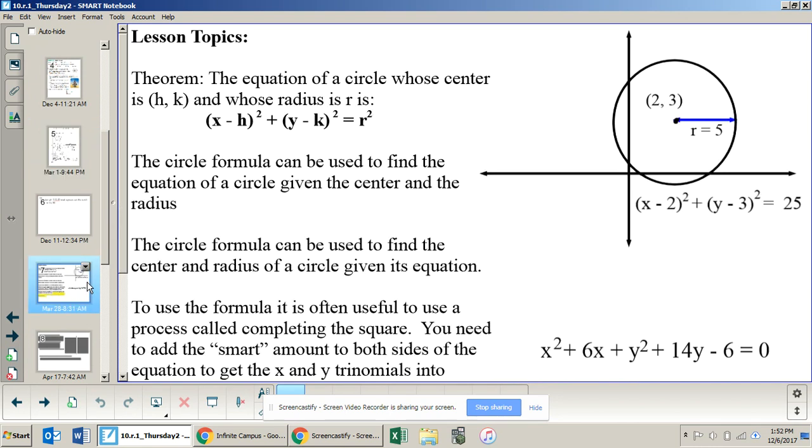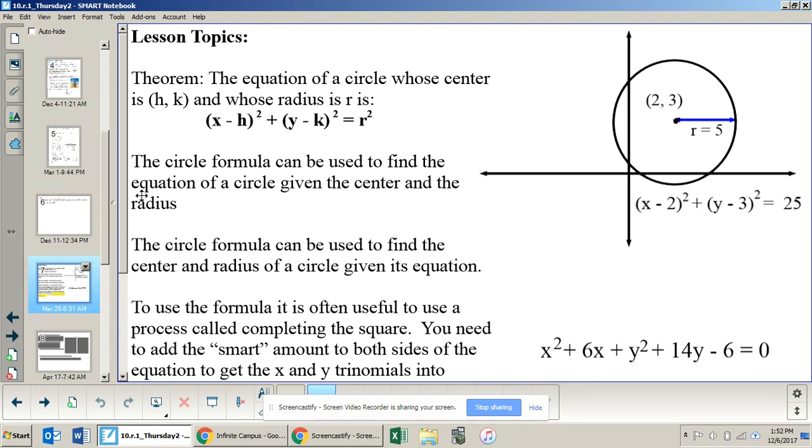Okay, we have been talking about the equation of a circle, and the standard form for the equation of a circle, as we know, is x minus h, the quantity squared, plus y minus k, the quantity squared, is equal to r squared. So in this situation, we have x minus 2 squared plus y minus 3 squared equals 25. The center would be at 2 comma 3, and the radius would be 5.